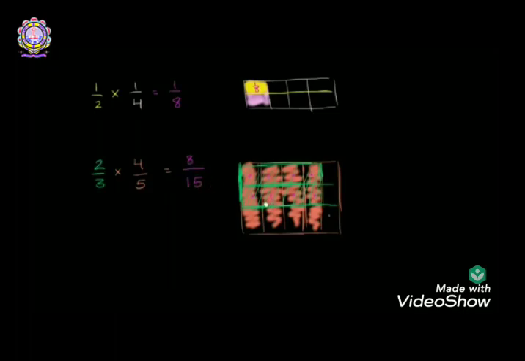It should hopefully now make visual and conceptual sense that 2/3 times 4/5, you can obviously compute by just multiplying the numerators, 2 times 4 is 8, and then multiplying the denominators, 3 times 5 is 15. But hopefully this now makes conceptual sense as 2/3 of 4/5.